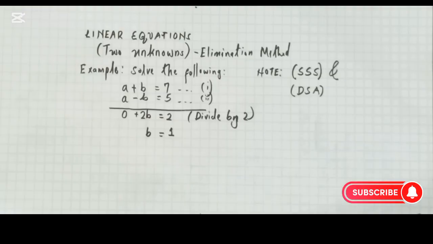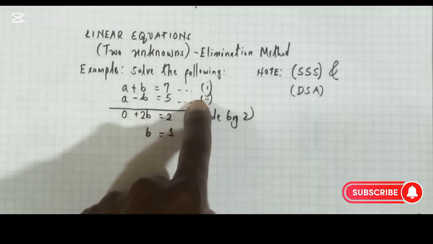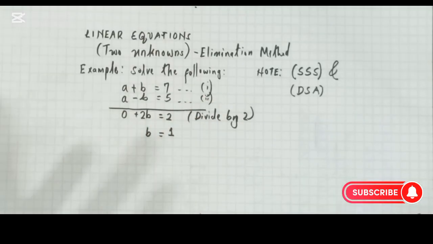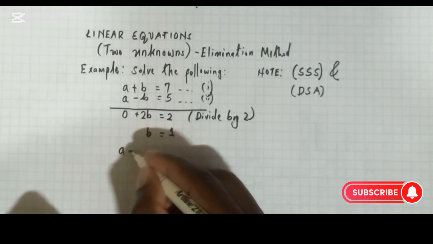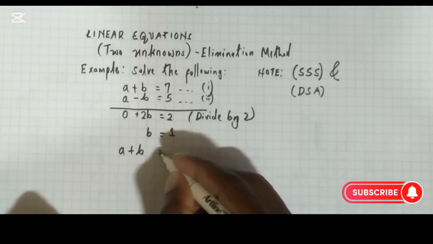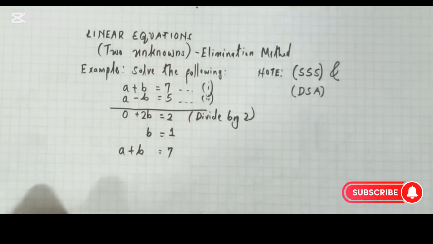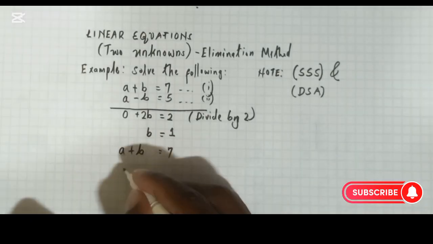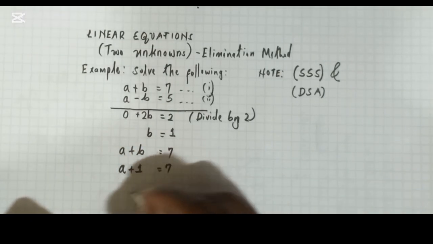For us to find the value of a, now that we have the value of b, we are going to pick either equation 1 or equation 2, and just substitute for the value of b. I'm going to go with equation 1, which is a plus b equals 7. Knowing that b equals 1, we have a plus 1 equals 7.